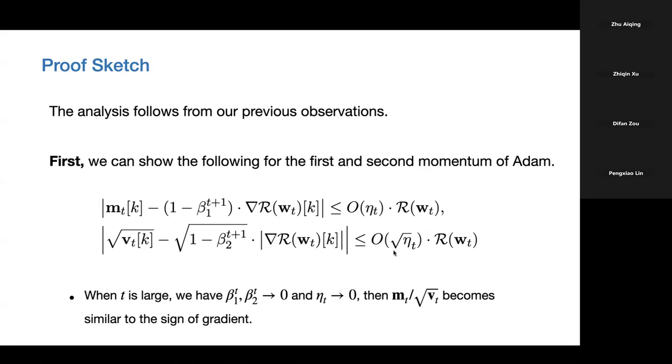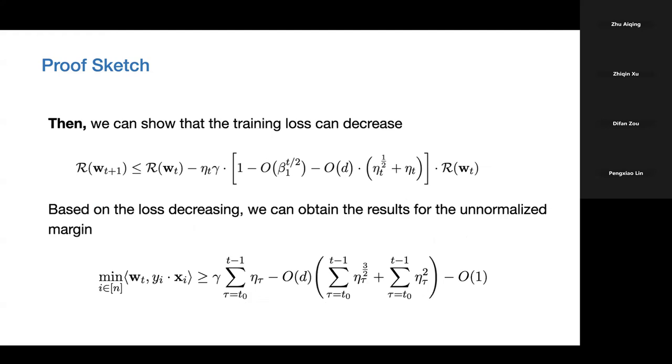So by combining them together, when t is very large, and beta_1 and beta_2 to the power of t are close to 0, and also when eta_t goes to 0, we can confirm that the update of Adam becomes very similar to the sign of gradient. And then we can also derive some convergence results in terms of the training loss. We can show that the training loss is always decreasing, and if the training loss is small, the decrease is also small. So this is just a routine proof.